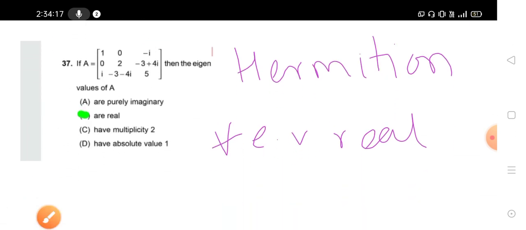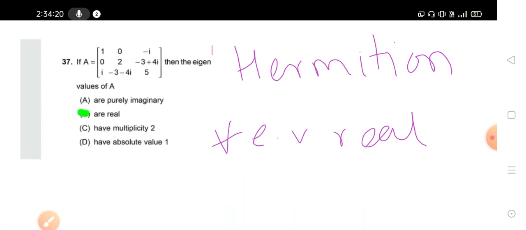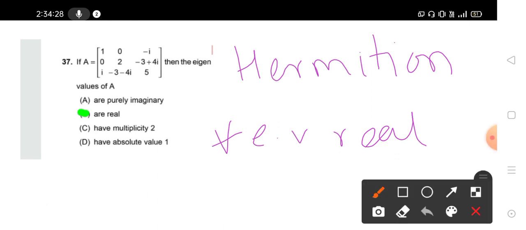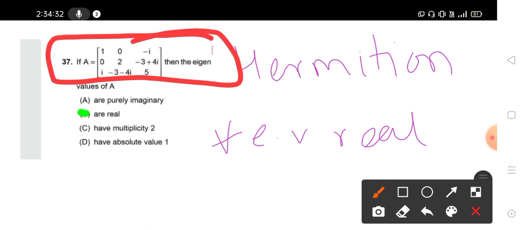Next question. Let A be given, then find the eigenvalues of A. Find what type of matrix it is. This is a Hermitian matrix. All eigenvalues of a Hermitian matrix are real. This is very simple.